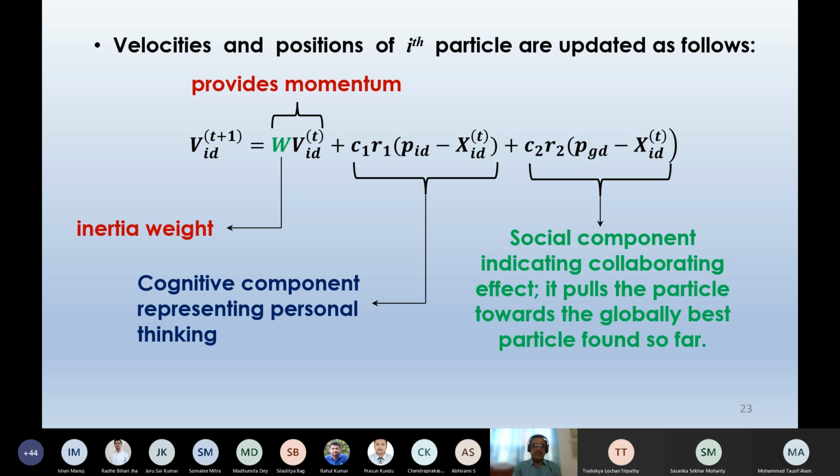Now in this Pid minus Xid at t, Xid is the variable position of that particle at the tth iteration, the previous iteration, plus C2 R2 into (Pgd minus Xid at t). That is nothing but the social component. It indicates the collaborating effect. It pulls the particles towards the global best particle found so far.